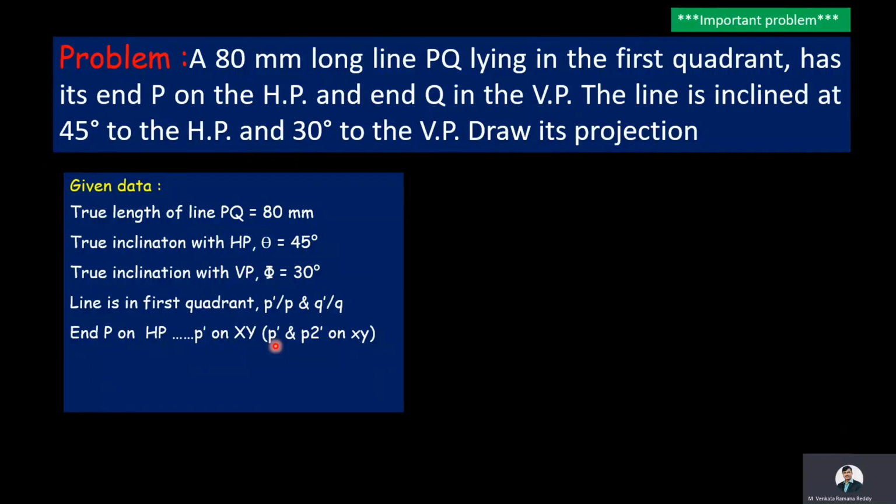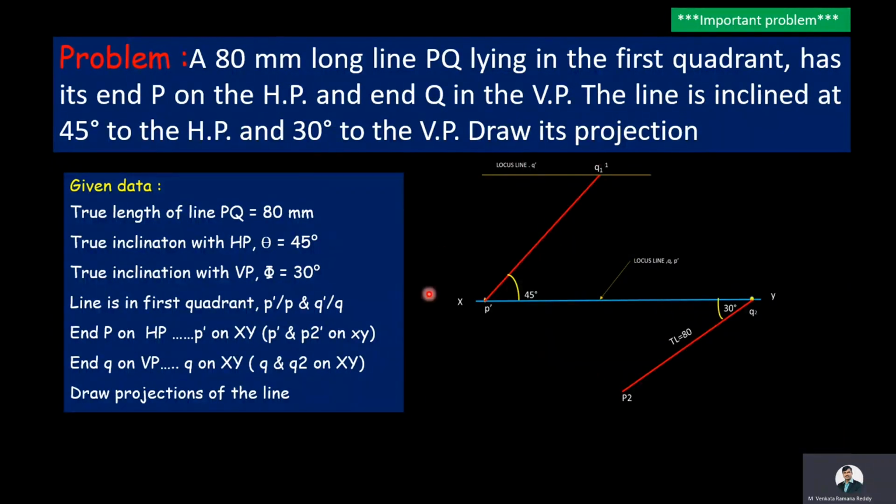So here P dash and P2 dash fall on the XY line. And Q is on VP, so its top view Q falls on the XY line. So Q and Q2 fall on the XY line. We need to draw the final projections of the line.